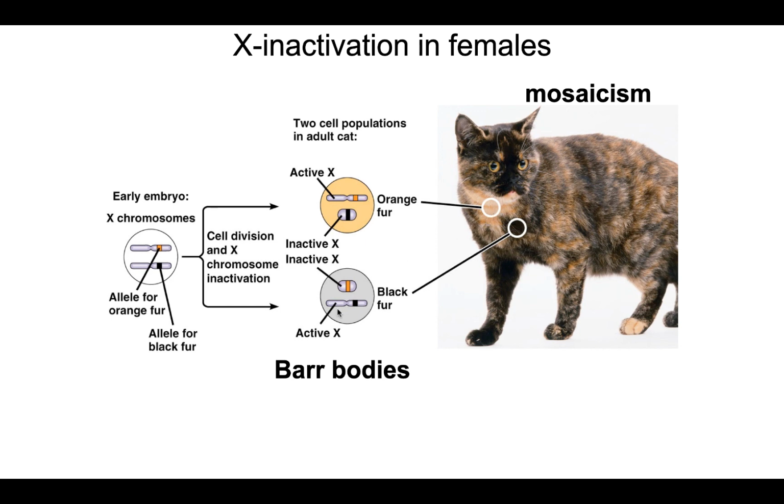Then randomly another cell in which the orange allele was inactivated due to X inactivation, only the black allele was being expressed, so all the hair that derives from this cell will be black. And so now there's your patch of black. This sort of mosaicism, that in different cells only one of the two X chromosomes is randomly active and the other is inactivated, you'll see as this change in fur color.